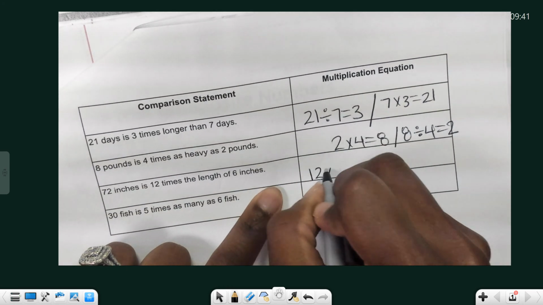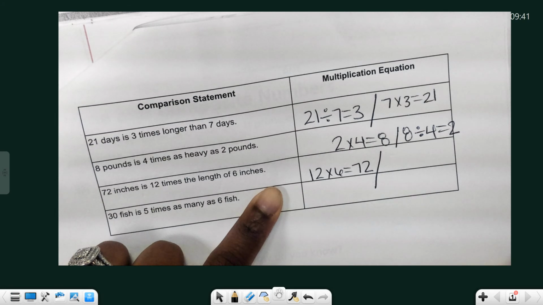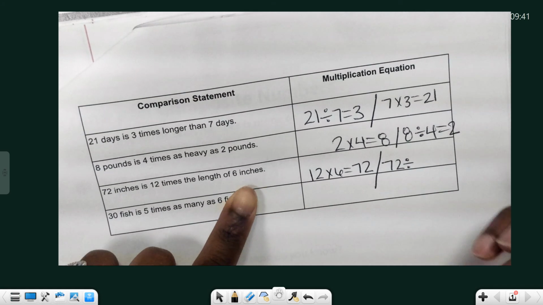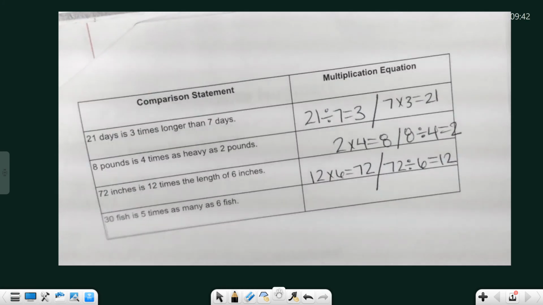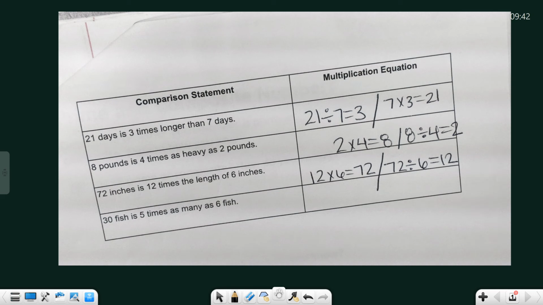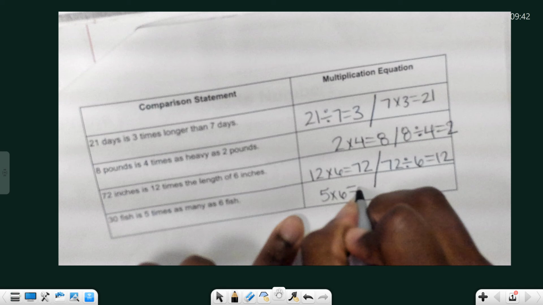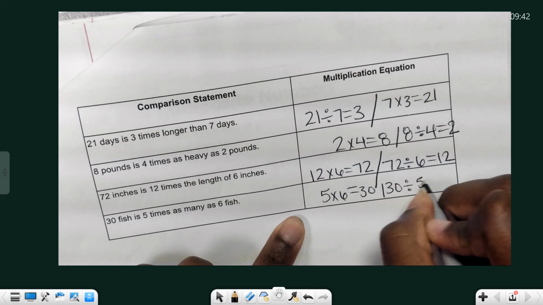72 inches is 12 times the length of 6 inches. Job. 12 times 6, or 72 divided by 6 equals 12. And the last one, 30 fish is 5 times as many as 6 fish. Maggie. 5 times 6 equals 30, or 30 divided by 5 equals 6.